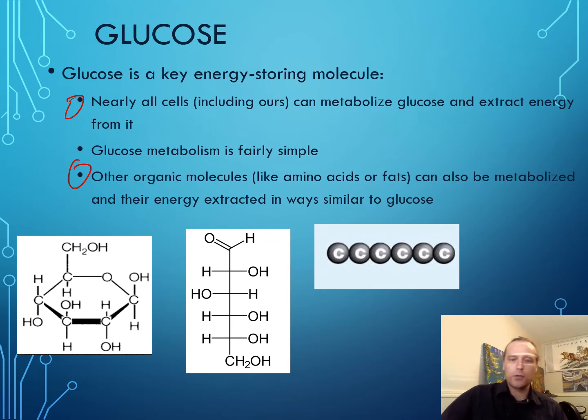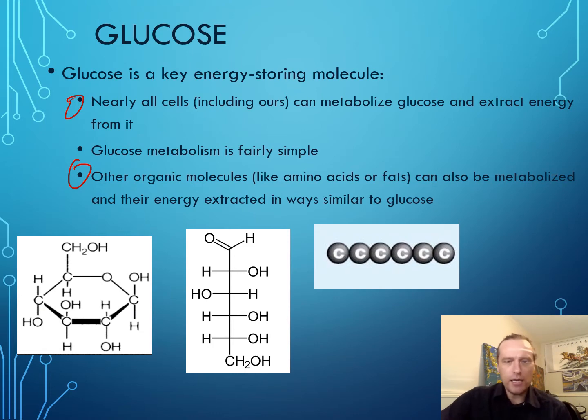Last bullet, other organic molecules like amino acids or fats can also be metabolized and their energy extracted in ways similar to glucose. There are a few populations of Homo sapiens on Earth, such as those living in northern Alaska, Canada, and Russia, Siberia, those places, where people eat almost only meat, because that far north, not a lot of plants growing. Light, terrible. Temperature, terrible. So people who lived there back before technology made things different basically ate animals: seals, moose, bear, etc., fish, and they only had amino acids, and you can absolutely metabolize only proteins as well.